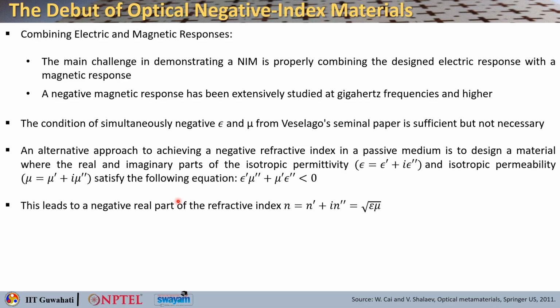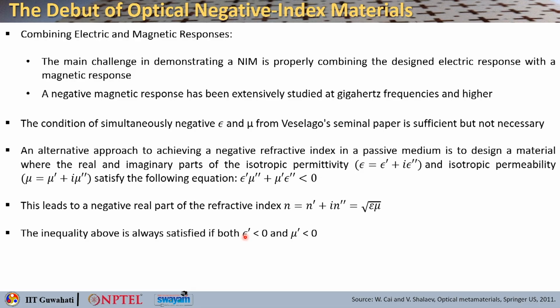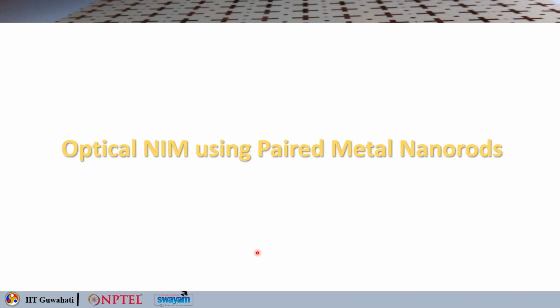Now, this would lead to a negative real part of the refractive index. So, your n, which is basically n prime plus i n double prime, is given by the square root of epsilon and mu, and when you have both epsilon prime and mu prime negative, you basically get that negative index.